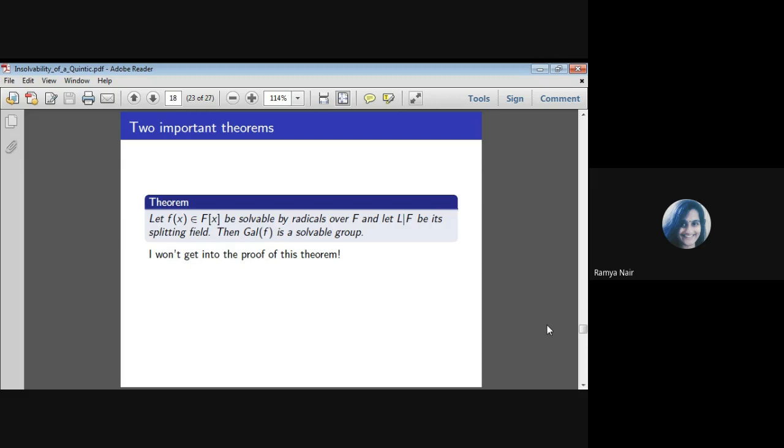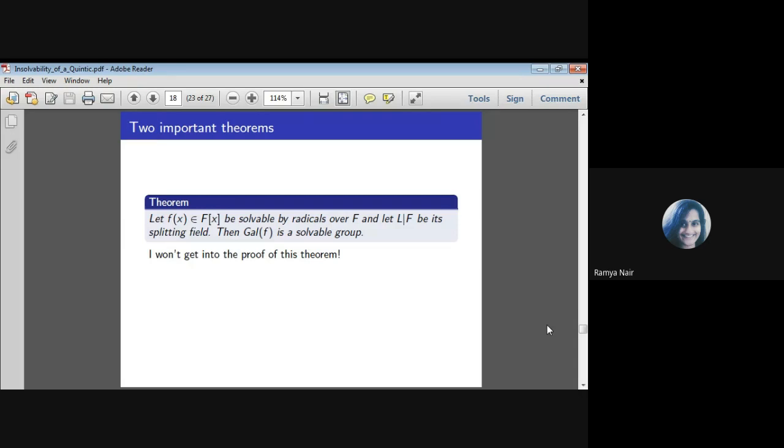A polynomial is said to be solvable by radicals if the splitting field of that polynomial is a radical extension over F. So if you get the splitting field by sequentially adding nth roots of elements, then you call such a polynomial solvable by radicals. That is, if all the roots of that polynomial are in some radical extension, then you say that polynomial is solvable by radicals.